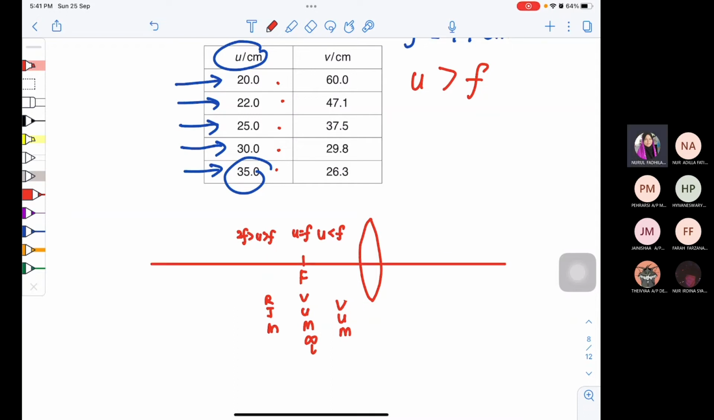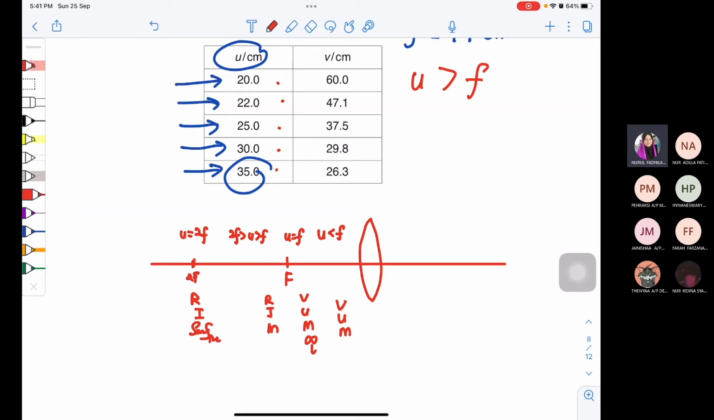Tapi kalau kita dapat 2F, kalau kita letak objek atas 2F, which is U equals to 2F, apa dia punya ciri-ciri? RI? RI apa? RID. RISS. SS tu apa? Same size. Kalau dekat 2F.